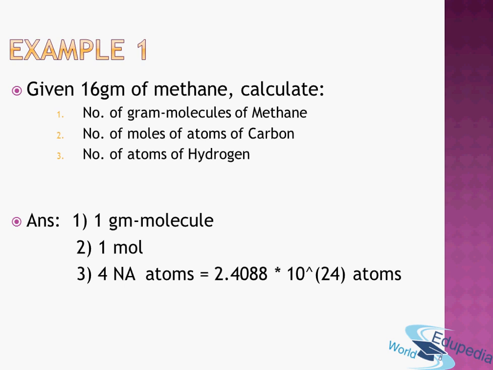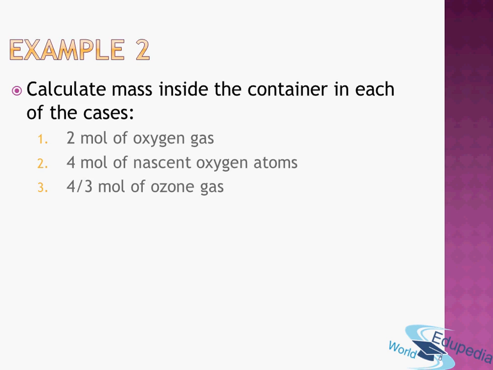Okay, now let's look at another example. We'll have to use the same formulas again, because those are all we have studied till now. So let's look at example 2. In example 2, you have to calculate the mass inside a container. There are 3 separate containers, and you have to calculate the mass inside each of those containers. In the first container, you have 2 moles of oxygen gas. In the second, you have 4 moles of nascent oxygen, and in the third, you have 4/3 mole of ozone gas.